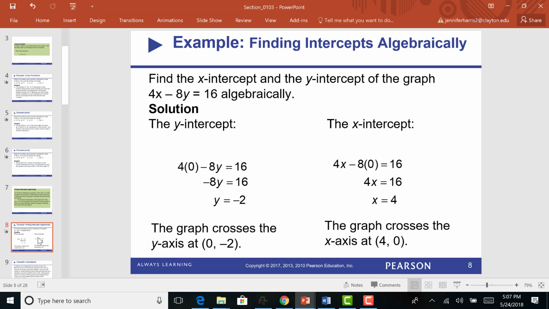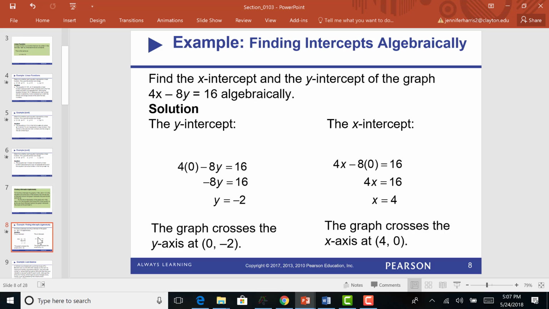What's the equation that they gave us? 4x minus 8y equals 16. So, to find the y-intercept, I'm going to turn the x into a zero. So here I've got 4 times 0 minus 8y equals 16. But what's 4 times 0? Zero. All right, so that's gone. So now I've got negative 8y equals 16. How do I get y by itself?